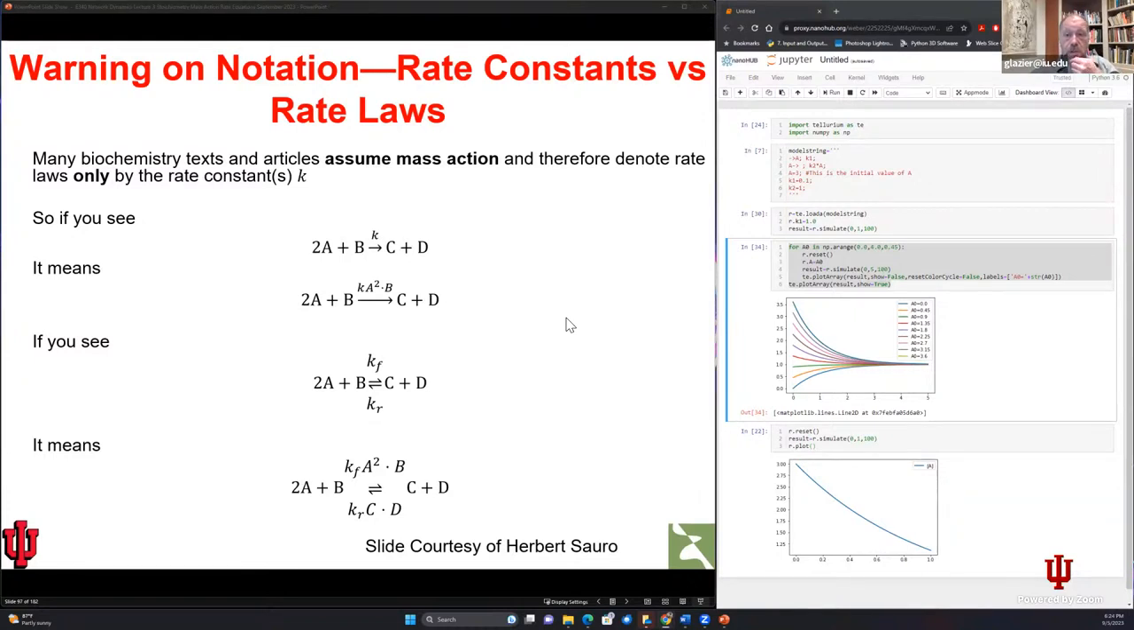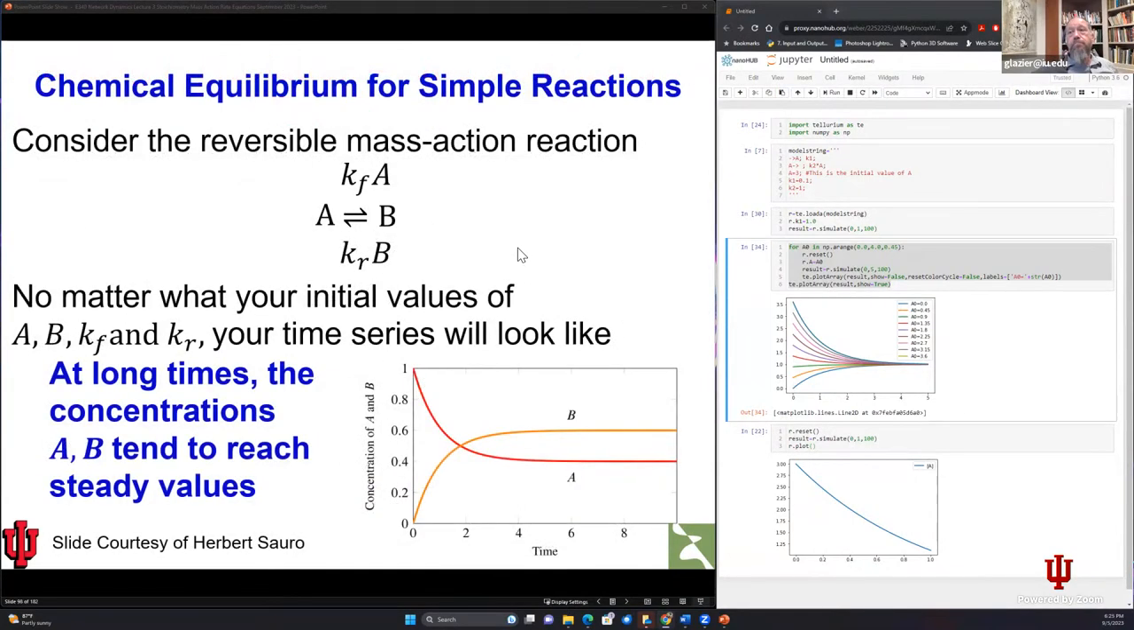And people have written a shorthand. And they really shouldn't write that shorthand. It's very confusing to see that shorthand. But it's pretty common, so you have to get used to it. If you ever see, except for a source term, a lowercase k on an arrow with no concentration multiplying it, you have to guess that they're assuming mass action kinetics. All right.